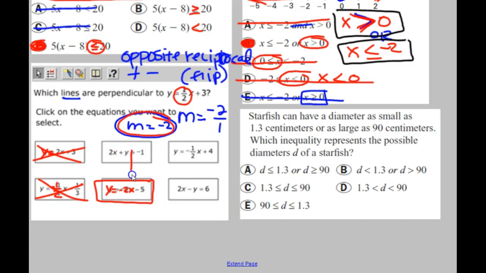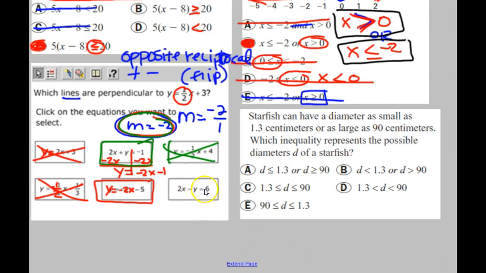Over here, this one's not solved for y, so I would have to move this 2x over to the other side. And we would have y equals -2x minus 1. Yep, we want a -2, so this would be a good choice as well. So we have two good answers that would be perpendicular to this line. This one has a slope of -1/2. We don't want that. We want -2 for our slope in order to be perpendicular.